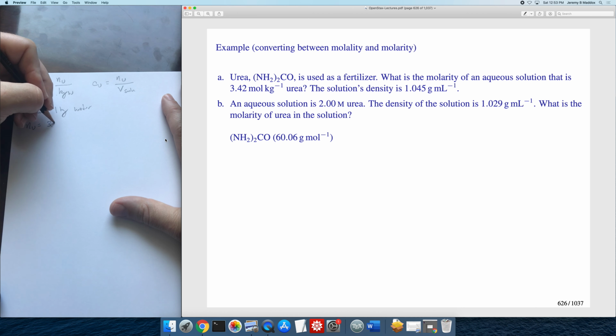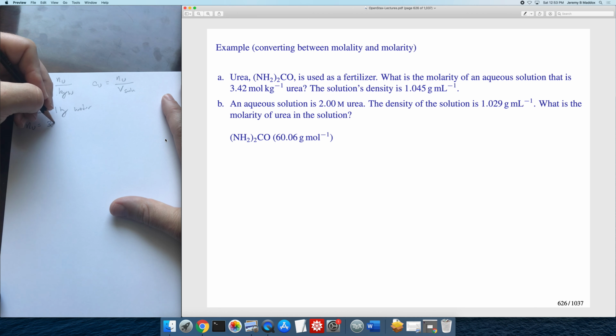Well, we need the density, right? That's why they give us the density. The density of the solution is the mass of the solution divided by the volume of the solution. And that's what we need. We need the volume of solution. So volume of solution is equal to the mass of the solution divided by the density. The mass of the solution is the mass of the solute plus the mass of the solvent.